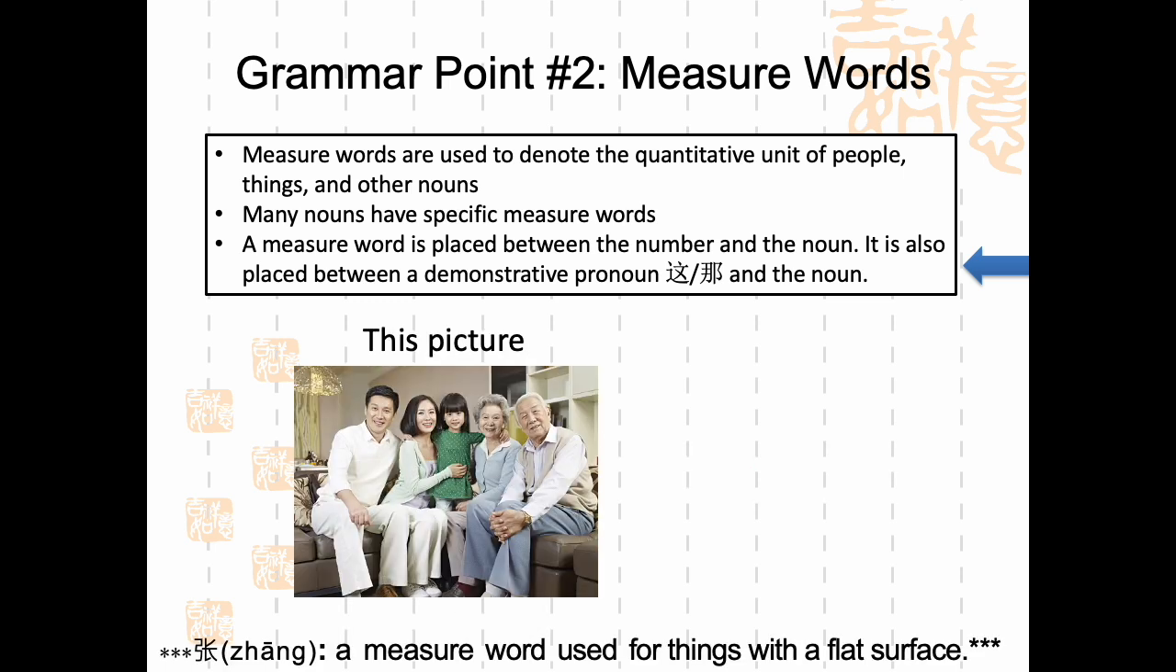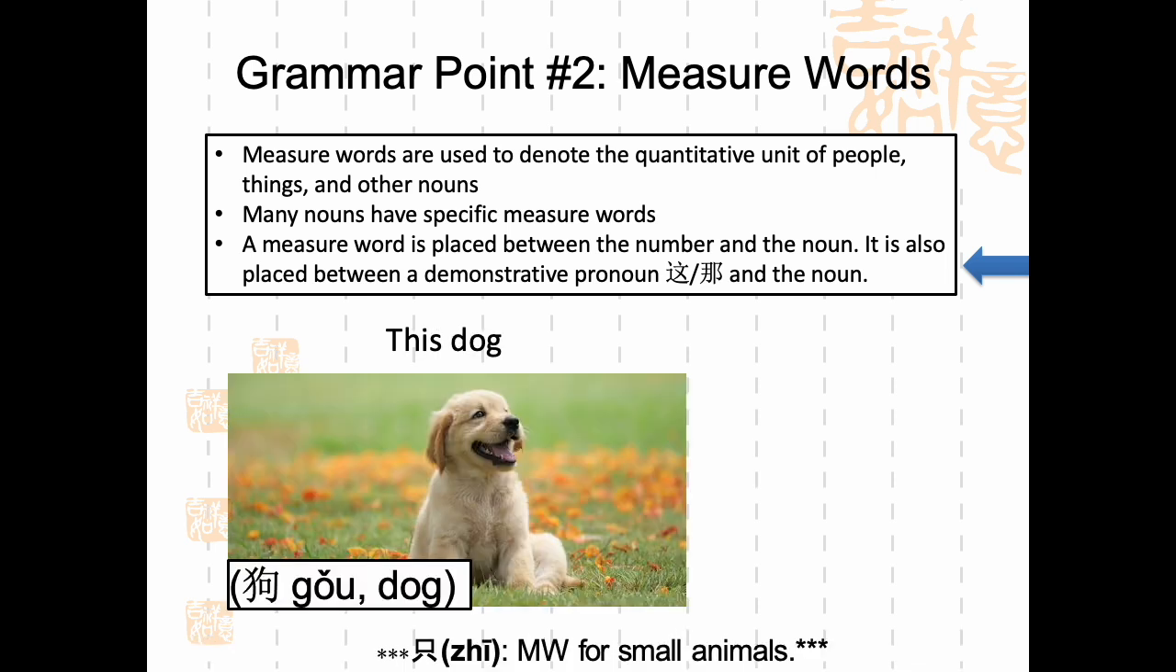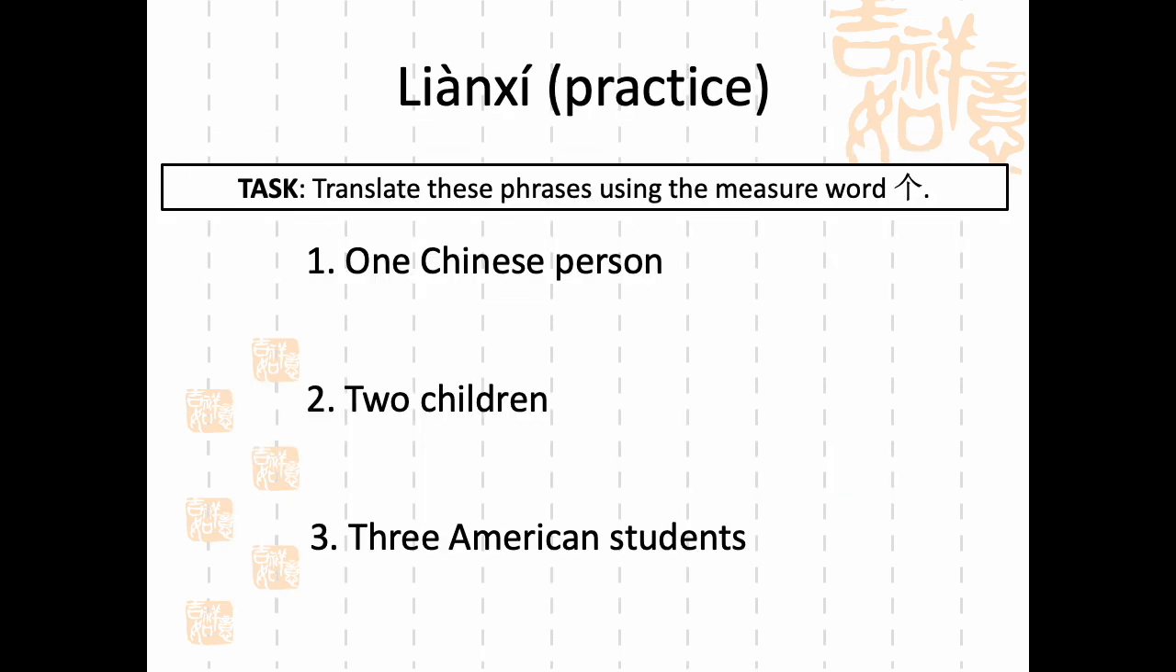好，中文怎么说 this picture? And don't forget the measure word for picture here is 张。So you would say 这张照片。好，中文怎么说 this dog? You would say 这只狗。很好。好的，我们练习一下。Let's take a moment now to practice using this measure word 个。So please pause the video and translate the phrases below.